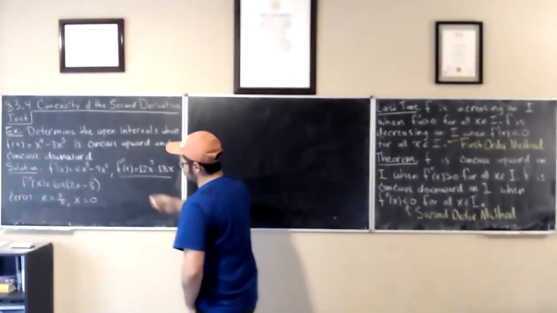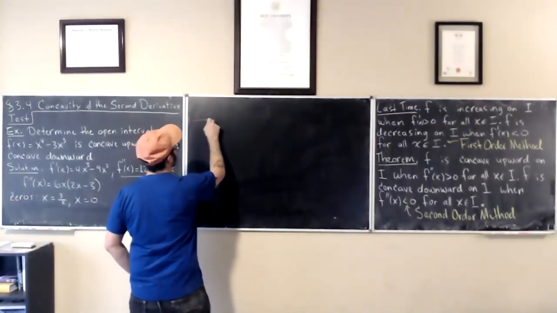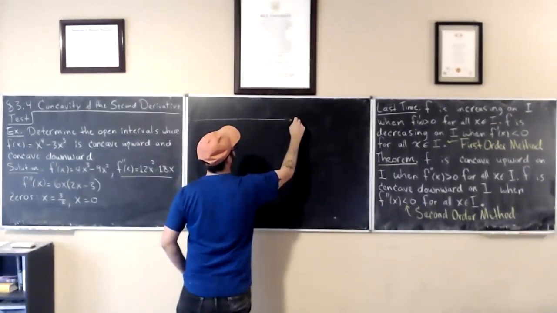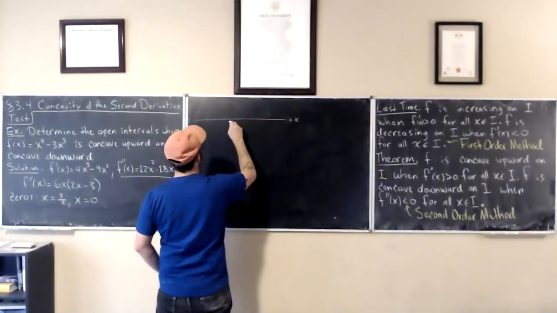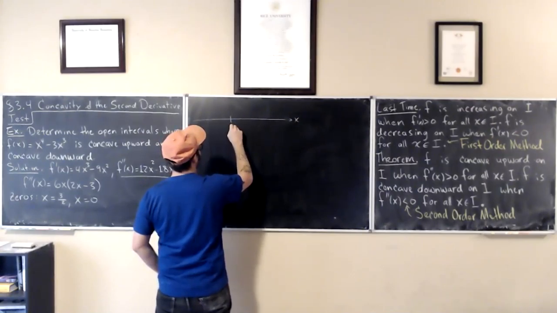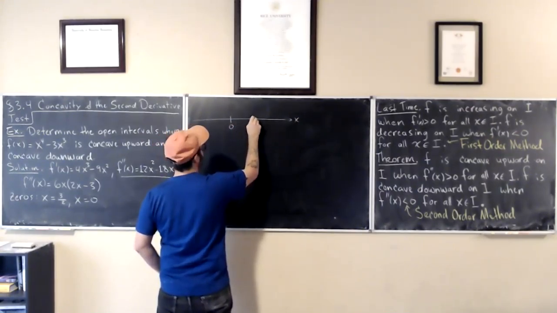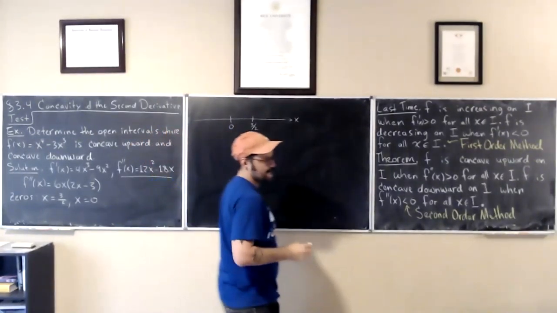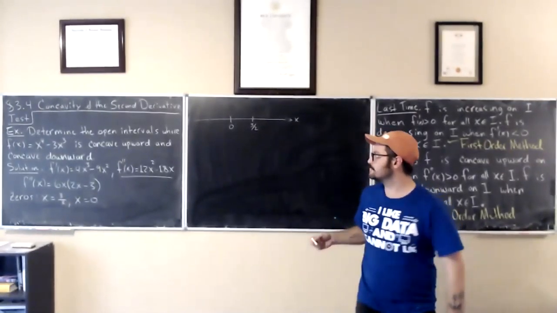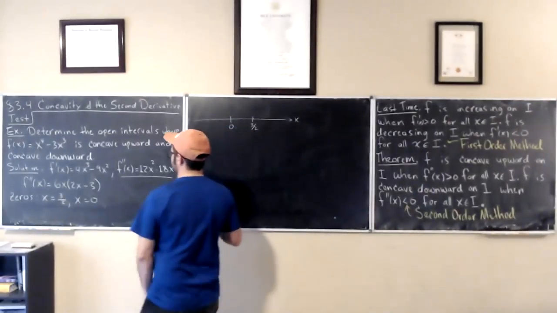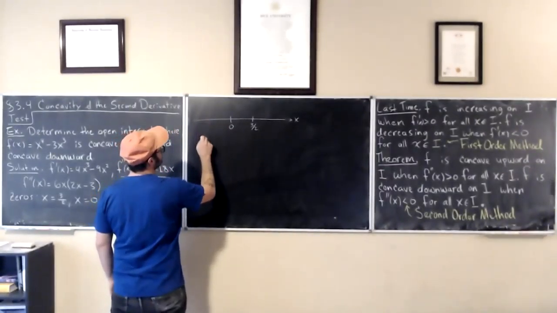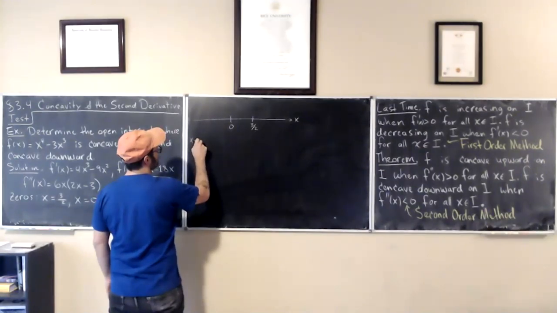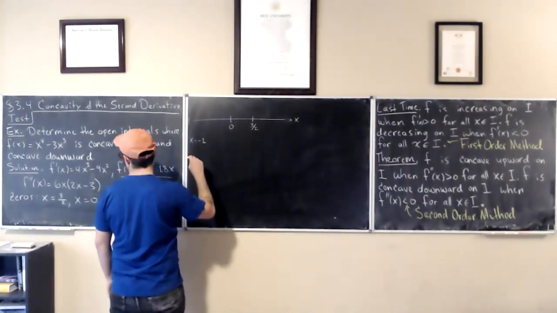Okay, so now that we have the zeros, let's just break up the real line. There's x. So we have x equals 0, and then we have x equals 3/2. And we set the test left and right of each of these. So let's pick, let's try -1, which is over here.